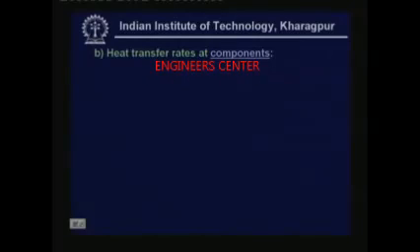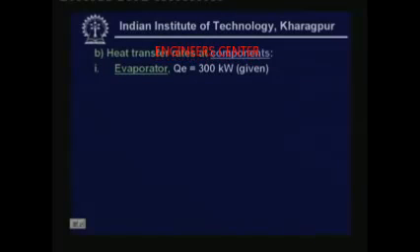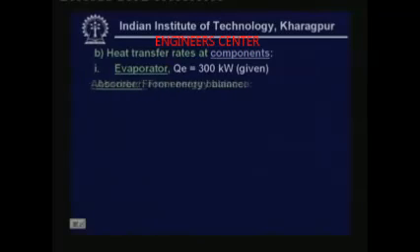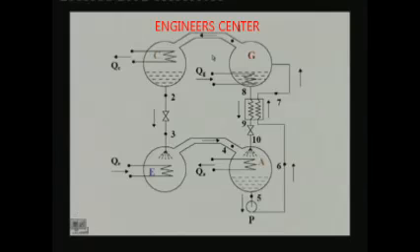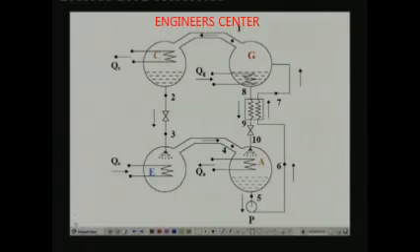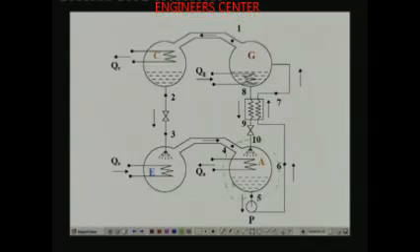Now, let us find out the heat transfer rates at various components. Okay. Evaporator QE is equal to 300 kilowatts, this is the information given in the problem itself. Then let us come to the absorber, and from energy balance of the absorber, how do you write the energy balance of the absorber? So, this I have explained many times, you just take control volume across the absorber, energy coming in is energy going out, and we want to find out QA.